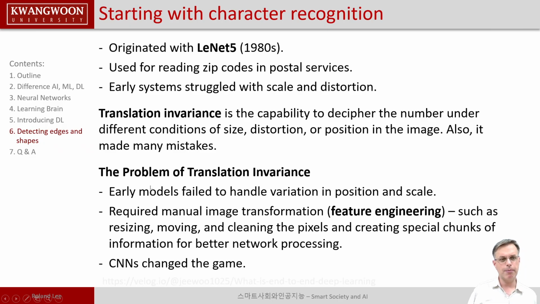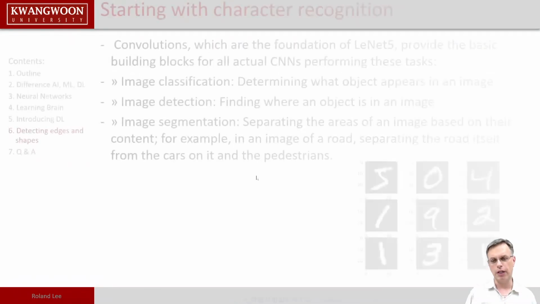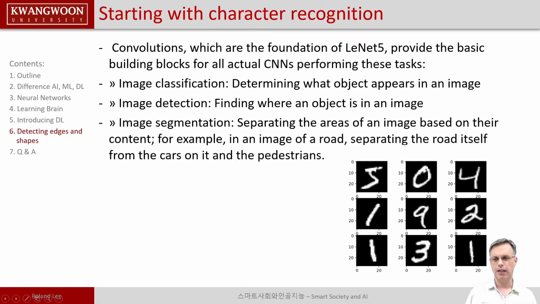Also, it made many mistakes. The problem of translation invariance is the following. Early models failed to handle variations in position and scale, and required manual image transformations, so feature engineering, such as resizing, moving, and cleaning the pixels, and creating special chunks of information for better network processing. CNN was the game changer here. Due to CNN, things developed quickly.